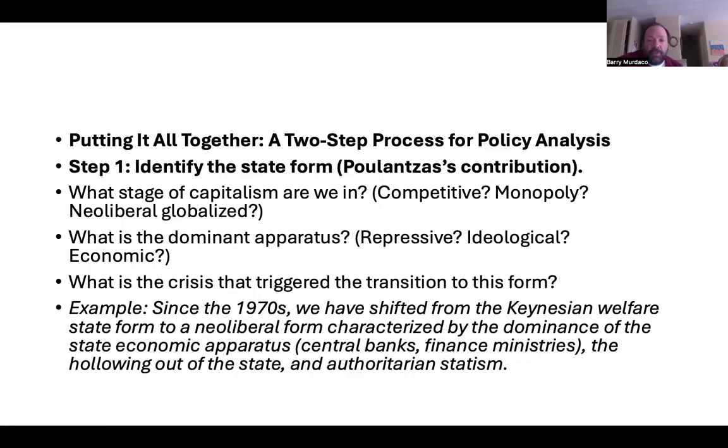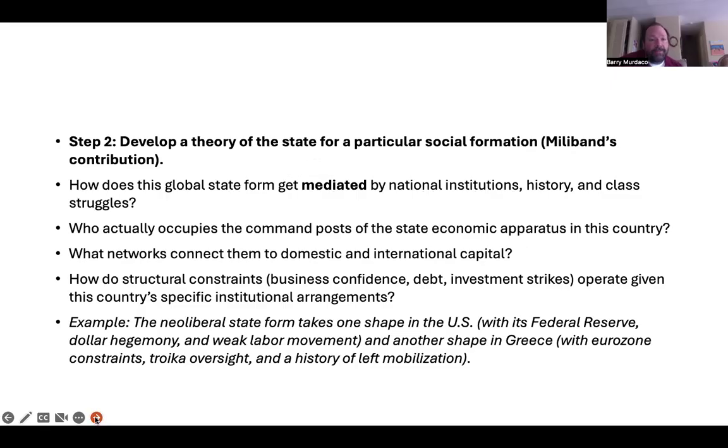Since the 1970s, we have shifted from the welfare state form to a neoliberal form, characterized by the dominance of the state economic apparatus, central banks, finance ministries, the Treasury Department, which is basically our equivalent of a Ministry of Finance, the hollowing out of the state, and authoritarian statism.